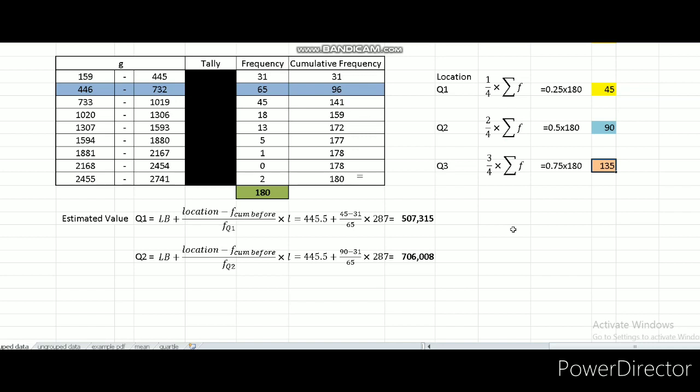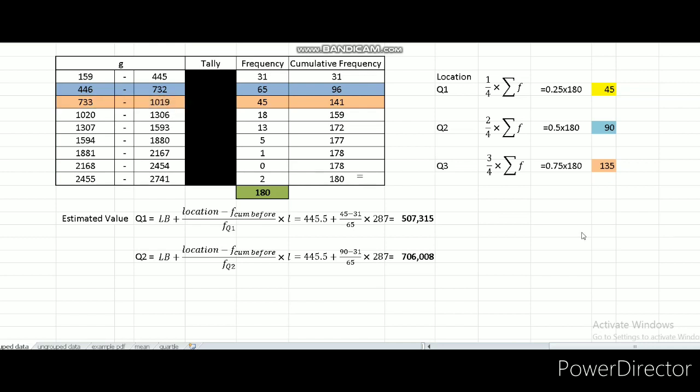Let's mark it as orange or pink here. The 135th data will not be in the second group. It will be in the third group, since the third group is between the 97th until the 141st, right? So it will be in the third group, between 733 and 1019. So what is the estimated value between these numbers?